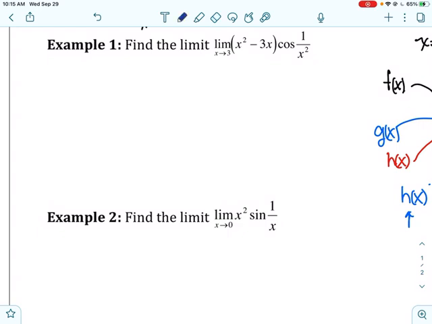So we have the limit as x approaches 3. I'm going to say that cosine of 1 over x squared is caught between two values, and you know that the range of cosine goes from -1 to 1. Then I'm going to add a multiplying factor of x squared minus 3x. So I'm going to have x squared minus 3x on the inside, and I'll stretch it to give a little more space here.